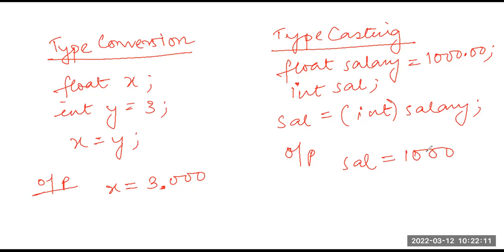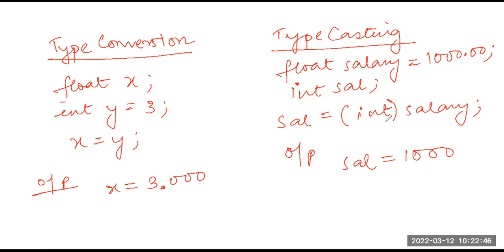Okay. So type conversion and typecasting is a concept which we use when the expression will involve two different data types. You see, this x is float, this is int. Again, this sal is int, this salary is float. So these situations are handled either through the typecasting concept or through the type conversion concept.